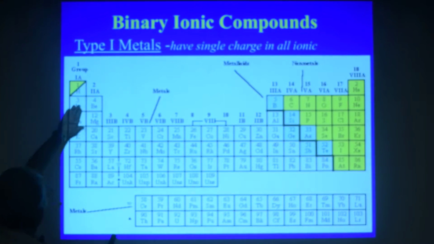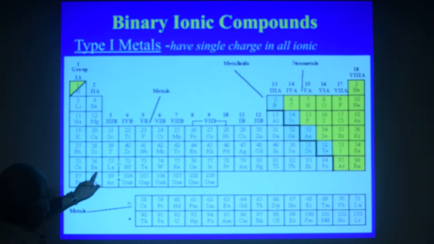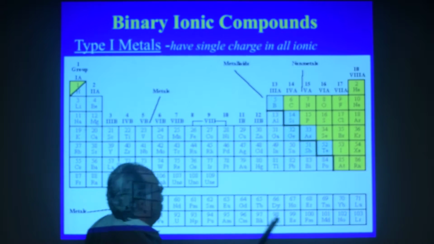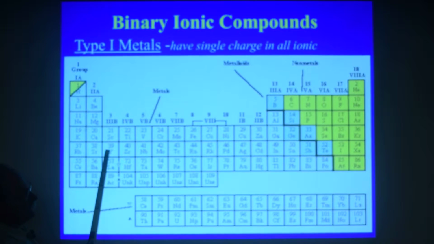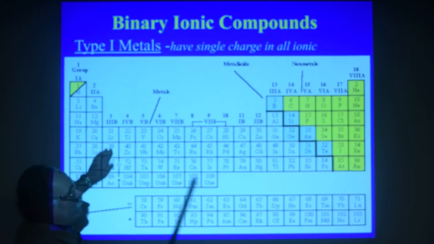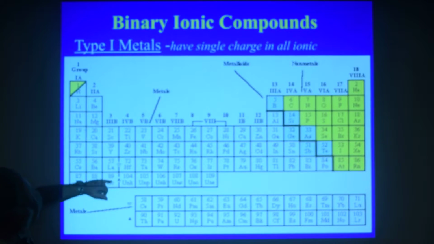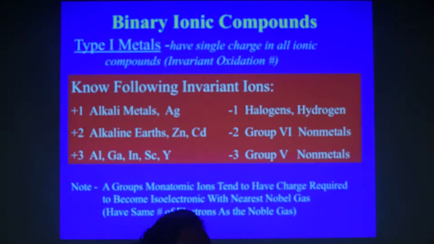So if I look at the alkali metals, if they lose one electron, they have the same as a noble gas. The alkaline earths lose two electrons, they have the same. Boron, aluminum, scandium, yttrium, if they lose 3 electrons, they have the same as a noble gas. When you get into the lanthanides, it gets more complicated. Let's go back to the slide, okay?